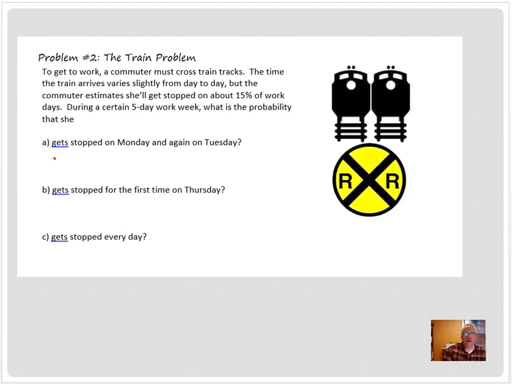Well, that's the probability she gets stopped on Monday and she gets stopped on Tuesday. We actually don't care about the other days. So that'd be the probability she gets stopped on Monday, which is 0.15, since these are independent, times the probability she gets stopped on Tuesday, which gives you 2.25%. So not a high probability that she'll get stopped on Monday and Tuesday.